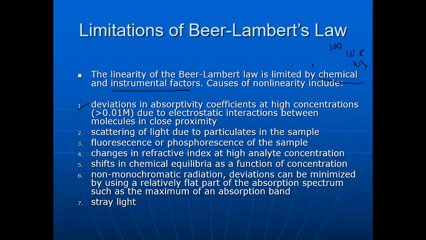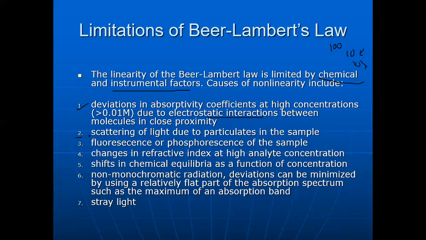Anyone can answer. What should we do if there is a deviation from the absorption coefficient? So to overcome this deviation in the absorption coefficient factor at high concentrations, due to the electrostatic interactions between the molecules, if we have this problem, we have to reduce the concentration of the particular sample, or we have to improve our standard curve length.